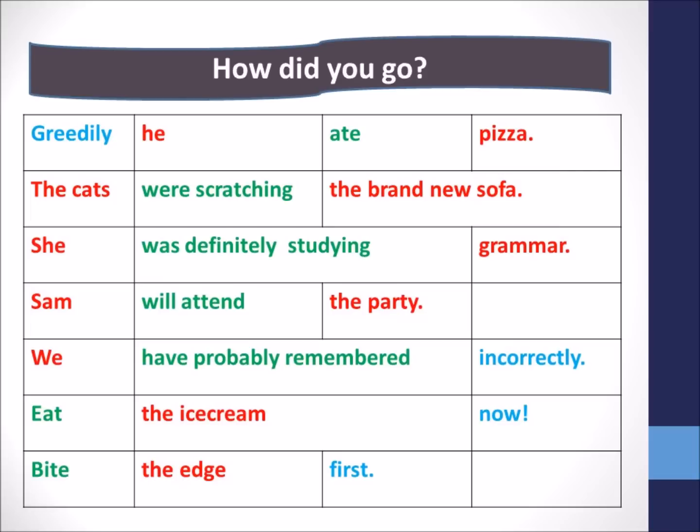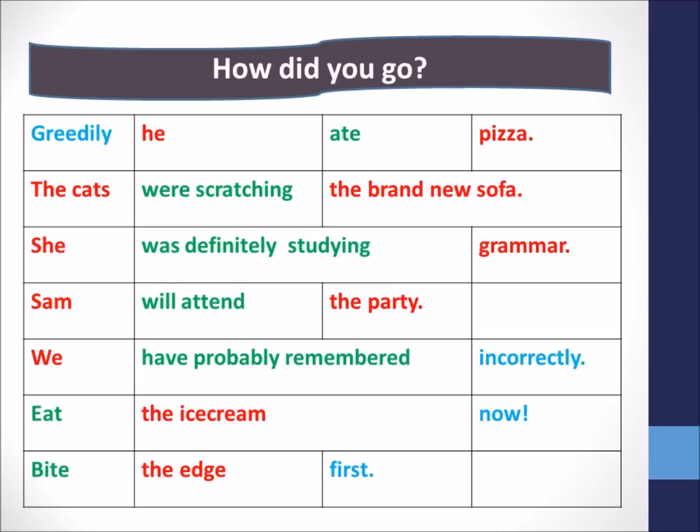The next one, will attend. And again, you've got your auxiliary verb helping there, will attend. Who will attend? Sam. What will he attend? The party. Have probably remembered. Have being an auxiliary, probably being a modal, and remembered being the main verb there in that process. It's a multi-word process. It's got many words helping to show that process. Who have probably remembered, or who has probably remembered? We have.